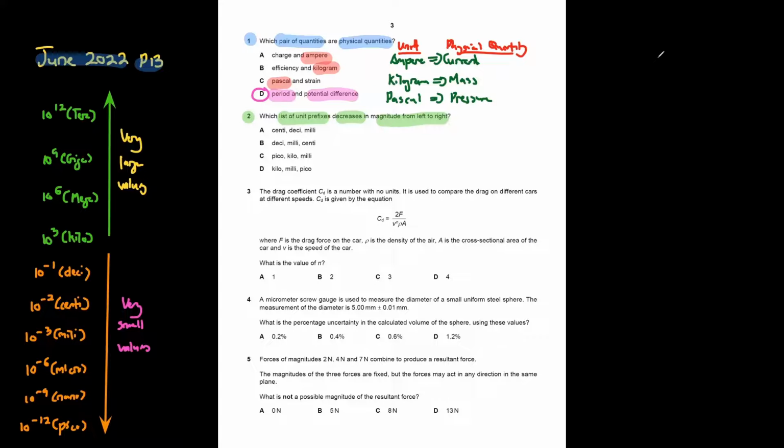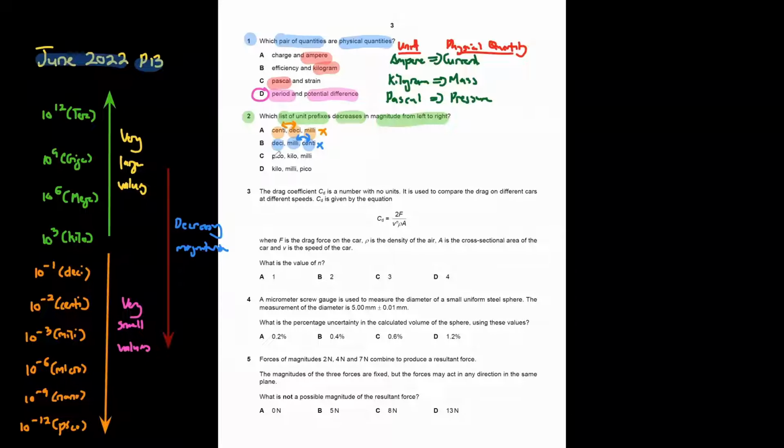But the question wants it in decreasing order of magnitude. So when they want it in decreasing order of magnitude, you're basically looking at it from here to here. Okay, so this is where you would say they are in decreasing magnitude. All right, so let's look at the answer choices one by one again. For A, centi, deci, and milli, this is actually wrong because centi and deci are in the wrong order. And then for B, you have deci, milli, and centi. This is also wrong because milli and centi are in the wrong order.